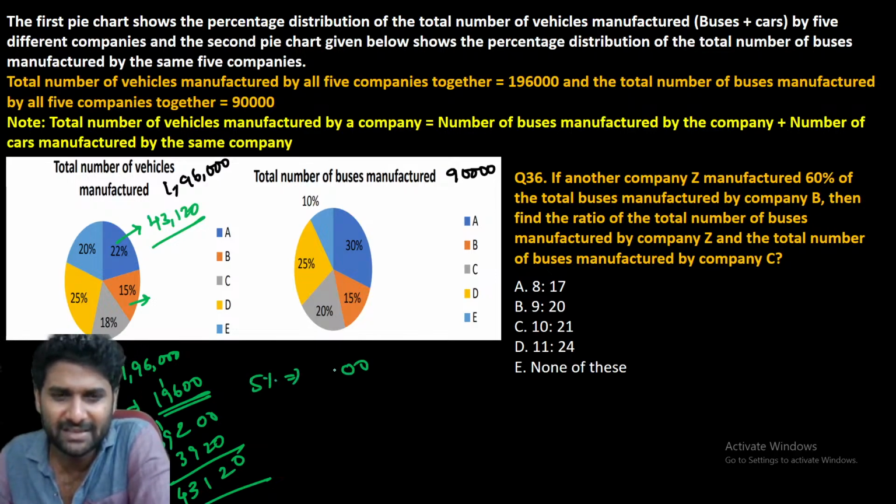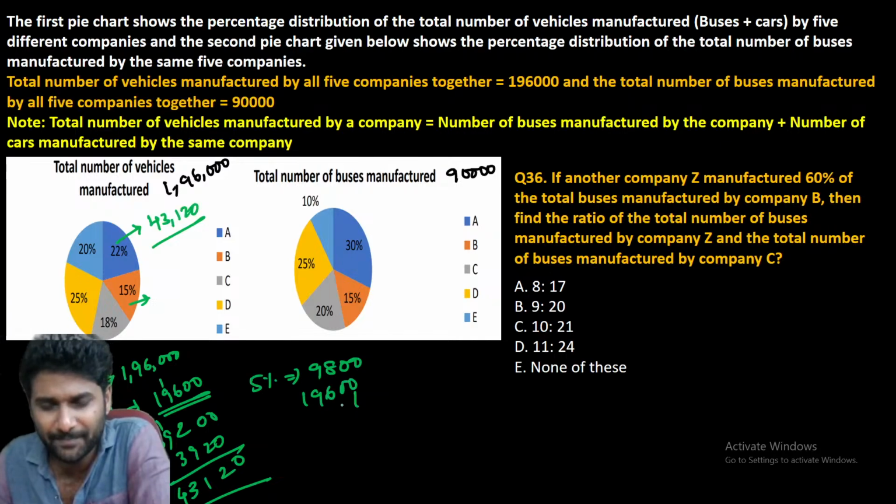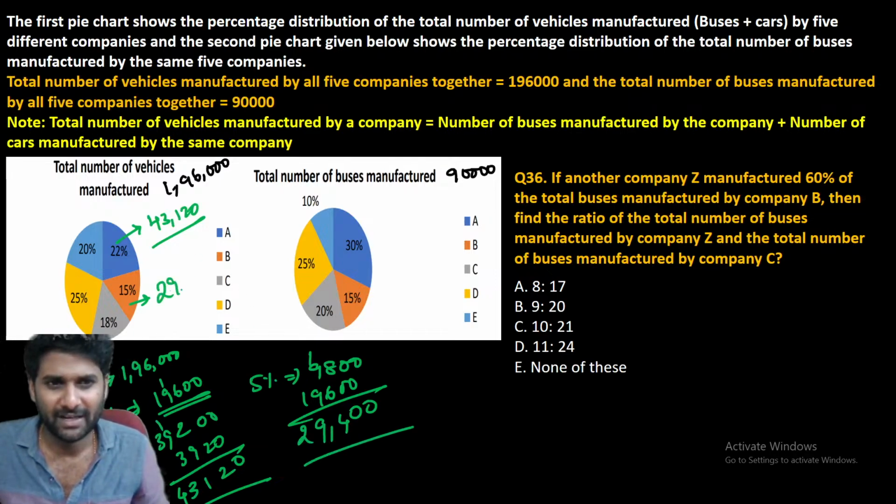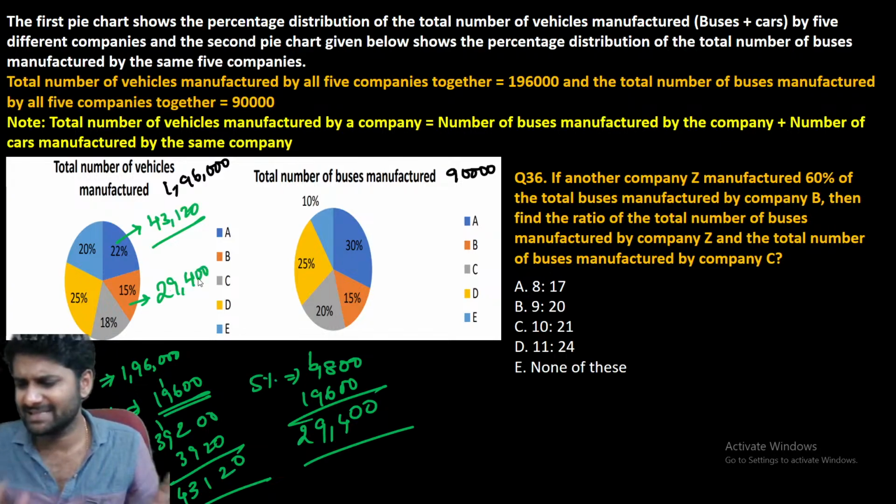What about the 5 percentage of this value? 2 nines are 18, 2 eights are 16. It's 9,800. So 19,600 plus 9,800, it's 29,400. You will get this value. Guys, this DA needs your calculation. That's why I'm telling you all these calculations.